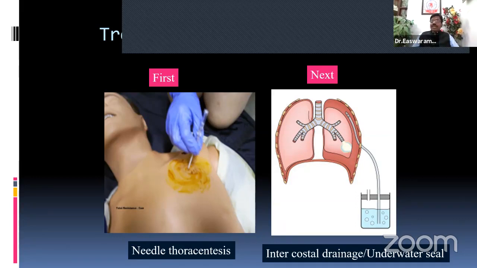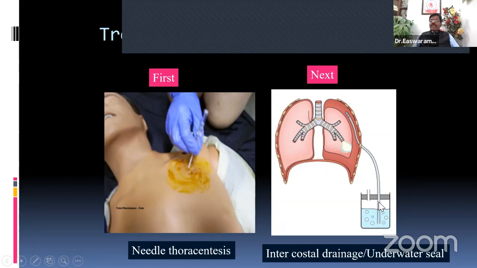Next is an underwater seal, ICD, intercostal drainage. Immediately you have to do this in all patients with tension pneumothorax. We'll discuss it in detail later. All we need to do is put a tube into the pleural cavity. The tube is connected to this water, an underwater seal. So whenever the patient breathes out, air will be breathed out here like a bubble. As you breathe in, air from outside will try to go in, but it will not go. Only the column of water will rise.